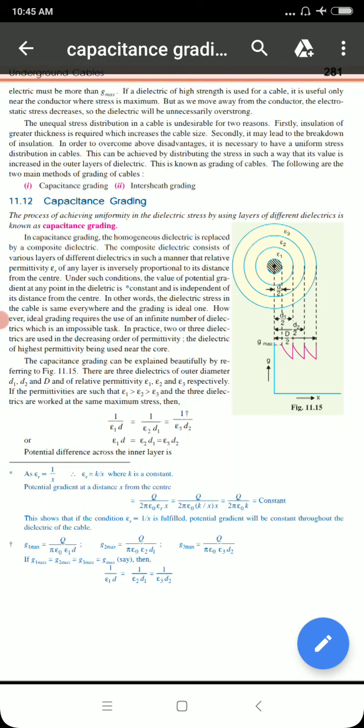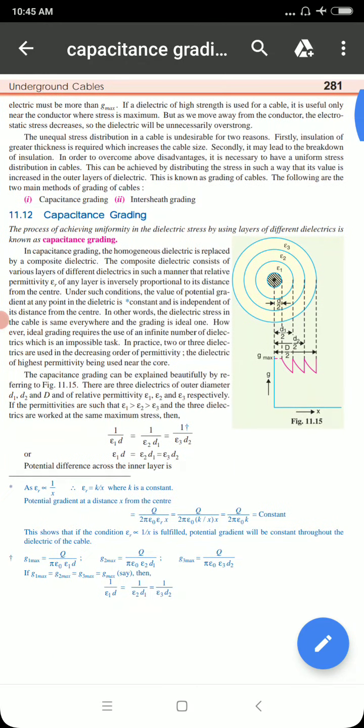So continuing with the underground cable, today we will see the grading of the cables. Grading of the cables mainly has two different types: one is capacitance grading, another one is intersheath grading. Today we will go with the capacitance grading. The process of achieving uniformity in the dielectric stress by using layers of different dielectrics is known as capacitance grading.